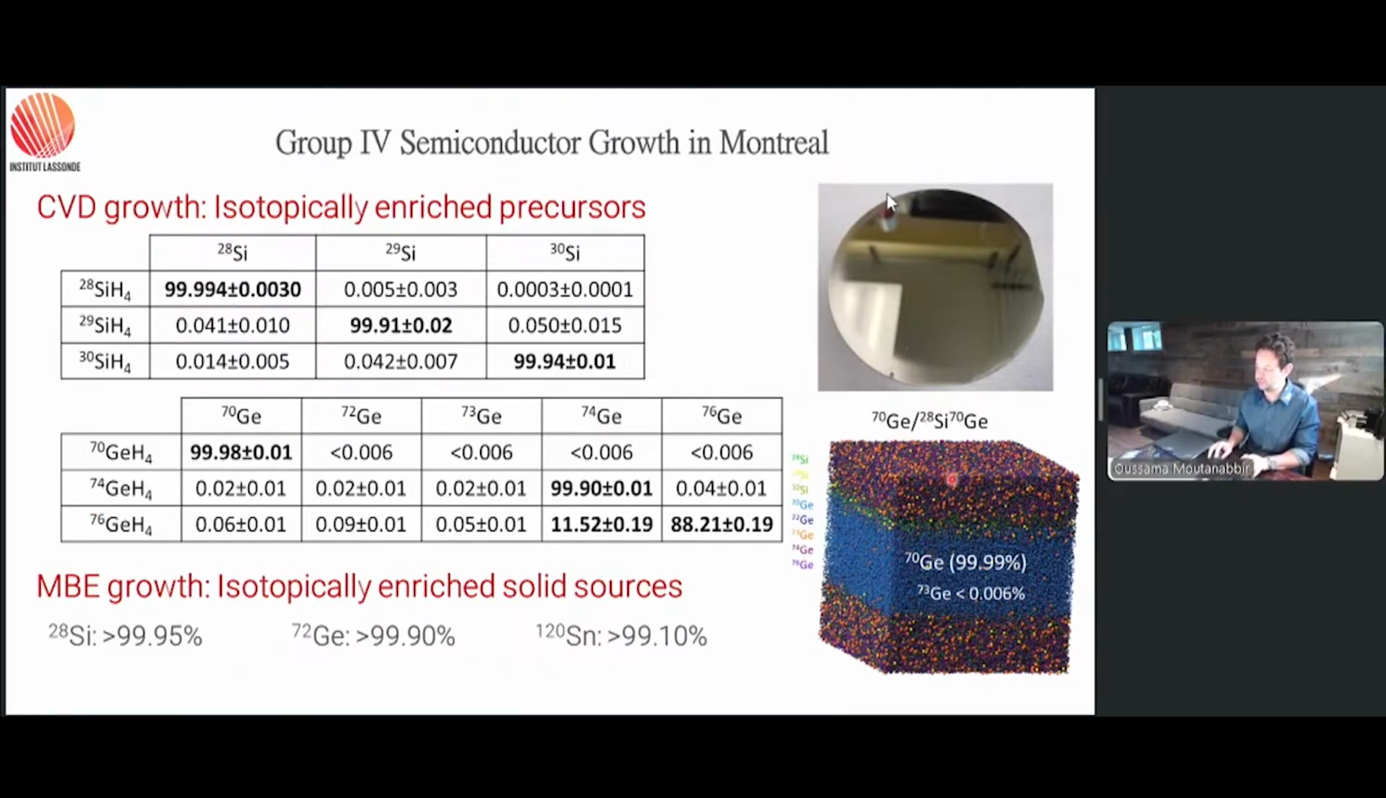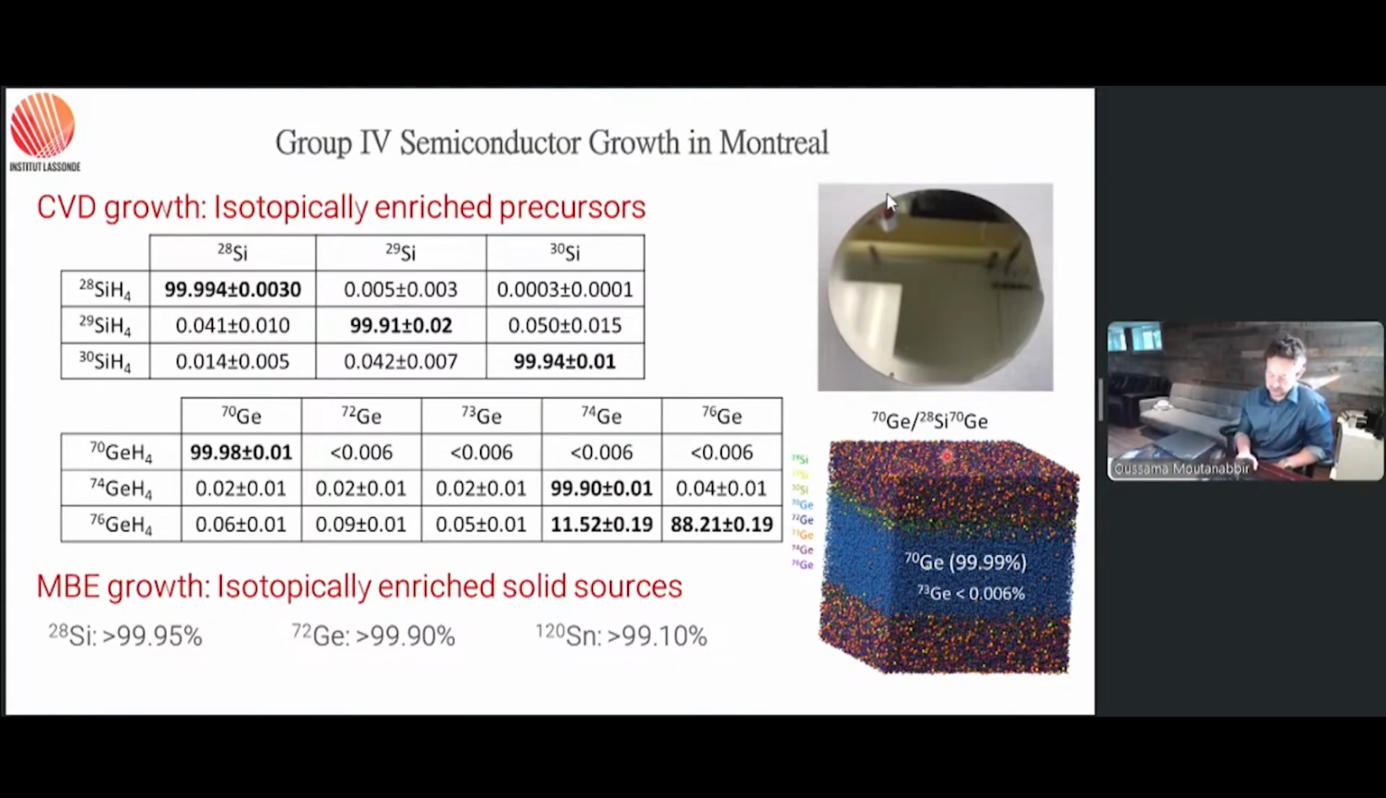This is just an example. The colors here are silicon-28, silicon-29, silicon-30, and the 5 isotopes of germanium are given by these colors. So this is a quantum well that is made of germanium-70, and the barrier is a mixture of silicon-28 and other isotopes and germanium-70 and other isotopes. So the image that you see here is an image obtained by atom probe tomography.